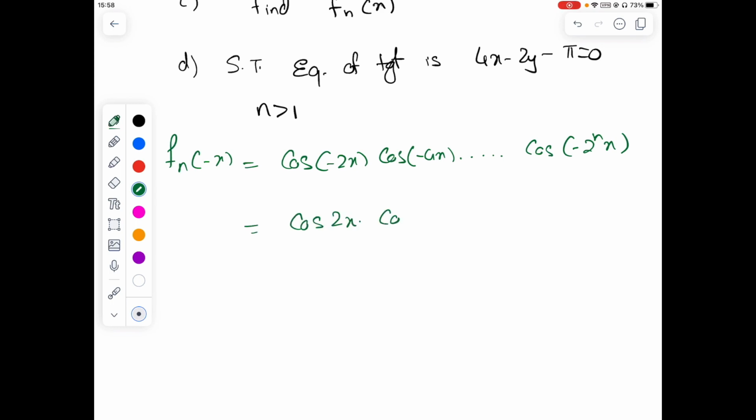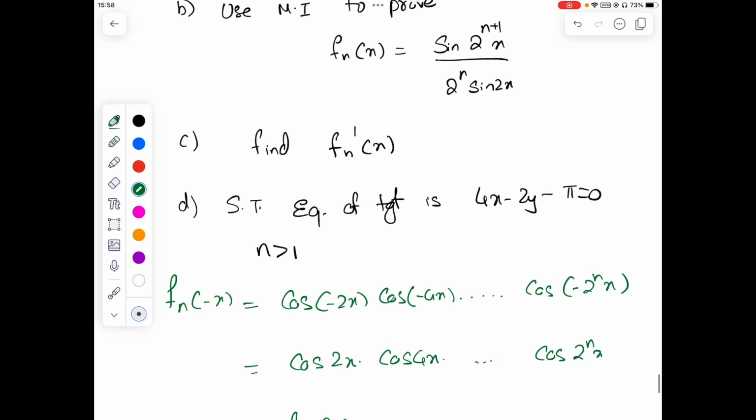The negative value does not have any effect at all. I get cos 2x, cos 4x, and so on, cos 2 power n x. So we can see that it is the same as fn of x. It's going to be the same function. When it is the same function, therefore it is an even function. So the negative value does not have any effect. It is an even function.